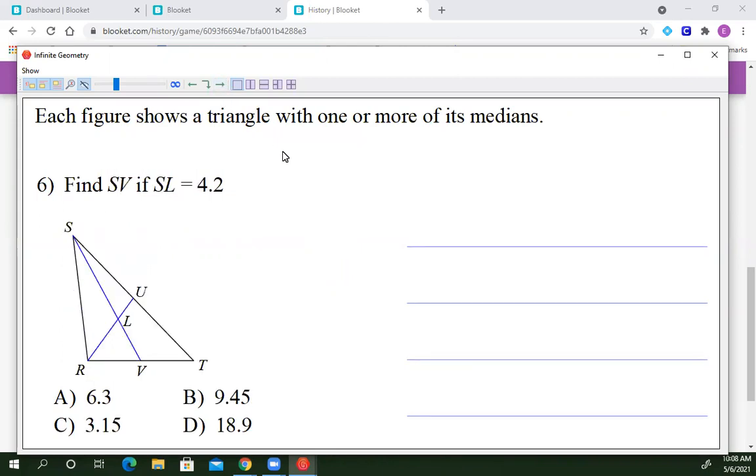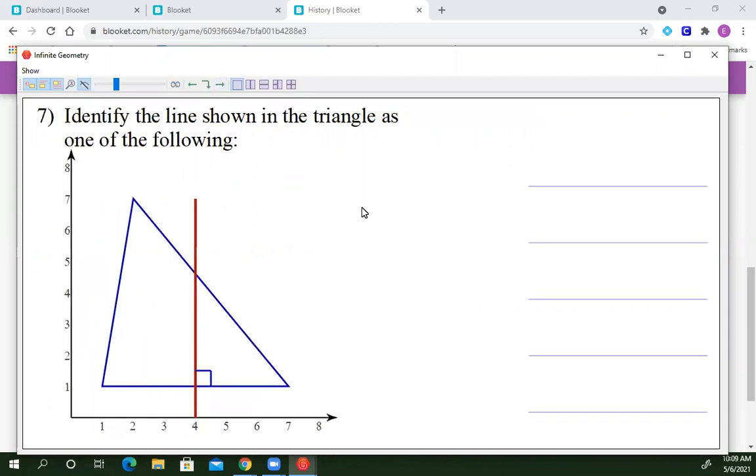Find SV if SL is 4.2. Okay, this time they give you the big. So you got to find the little by cutting it in half, but that's not your answer. Because what are they looking for? SV. So you got to find the length of this whole thing. Well, here I'm just going to add 4.2 and 2.1. That's how I get my final answer of 6.3. 4.2 plus 2.1 gets me 6.3. Got it.